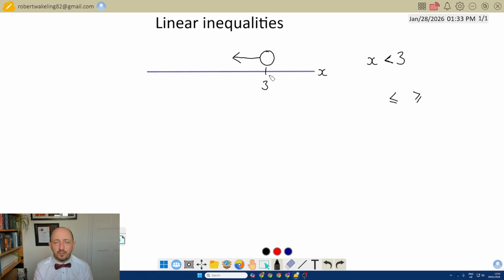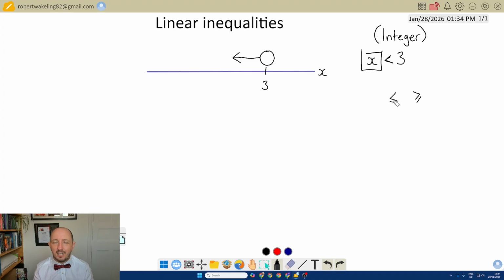So there's 3, x is less than 3 is shown with this arrow, and essentially all we're saying is, can you think of a number that is smaller than 3, like 2 or 1? Or we could have 1.5, it doesn't have to be whole numbers, but in the exam they often use this idea, the idea of the integer or whole number. Okay, so this is less than, this is greater than.